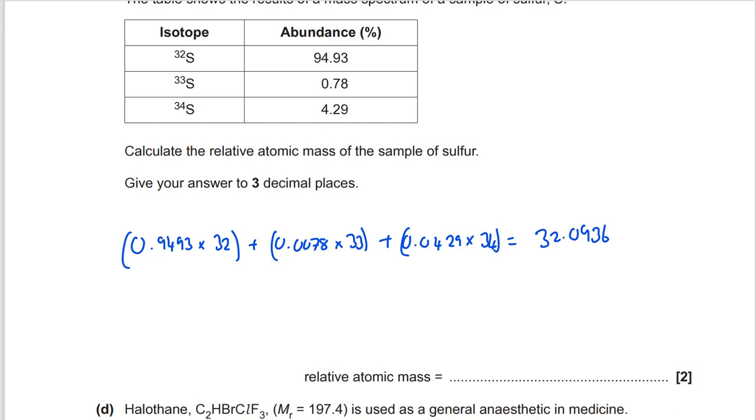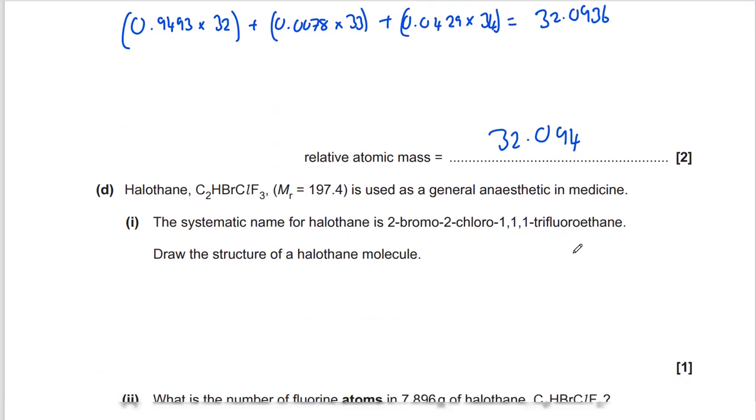So once you've got 32.0936, again, just read the question. It's a bit of exam technique for you now. I say exam technique, it's common sense really, but read the question. If it tells you 3 decimal places, give your answer to 3 decimal places. You're throwing away a mark if you don't do that. So you should get 32.094 as the 6 rounds up to the 4. And you get 2 marks. Nice and straightforward.